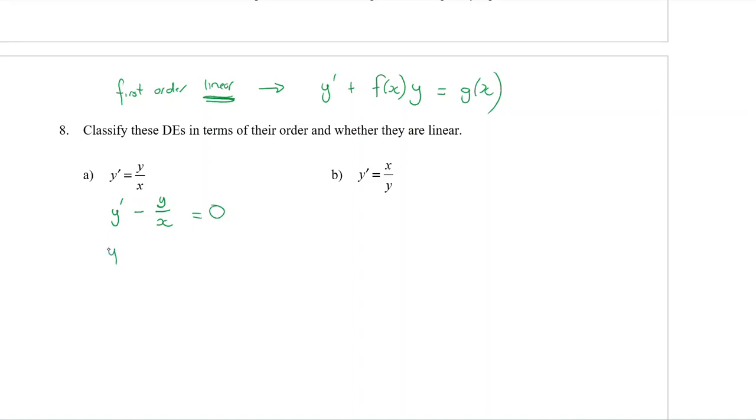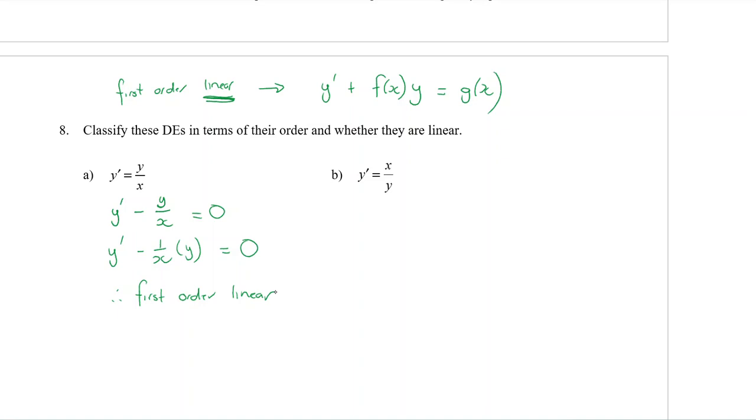what I've actually got, there's my y dash, which is the first part. Then I have got, let's just say, a negative 1 over x. I have a function of x there times by a y. There's my y, and that is equal to 0, which 0 could be a g of x. Yeah, right? So that one is something that I have written in the form y dash plus f of x y equals g of x. So that one does work. It is first order and it is linear because I've been able to put it into the right form.